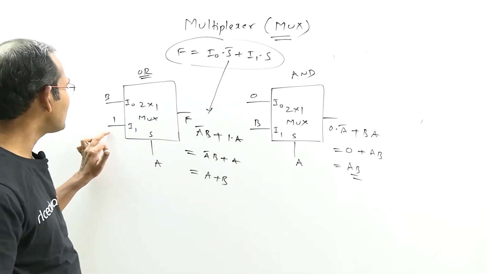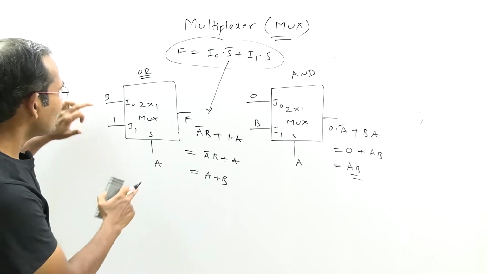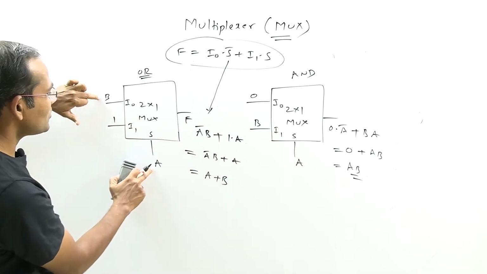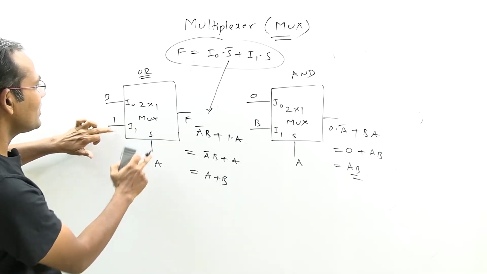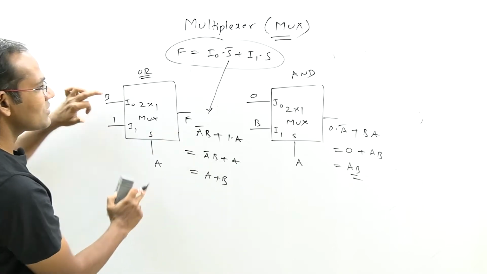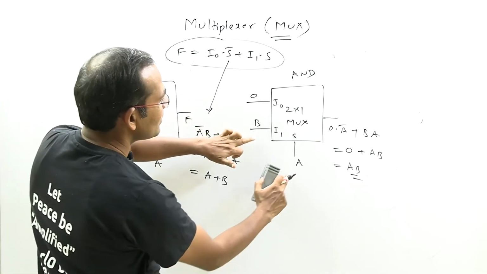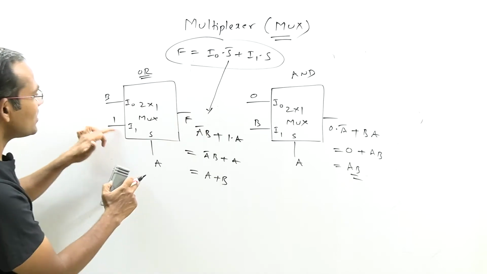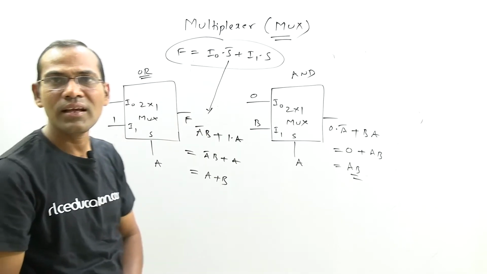Whenever I1 is 1, the output is always the sum of these two terminals. Whenever I1 is 1, the output is the sum of these two terminals. Whenever I0 is 0, it is AND. If I1 is 1, it is OR. Like this you can remember.